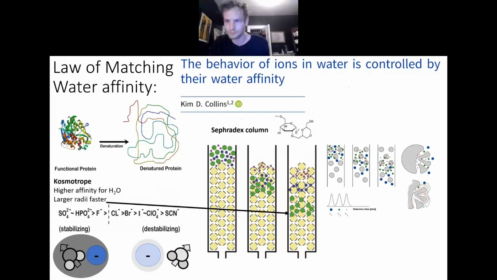And what Collins finds is that cosmotropes have a higher affinity for water, they want water's attention, and this gives them a larger radius, so they move faster through the column. And chaotropes, because they have a lower affinity for water, are actually kind of smaller, and they have a smaller radius that moves more slowly through the column.